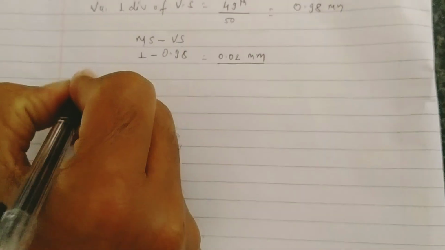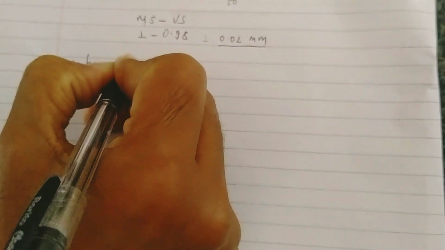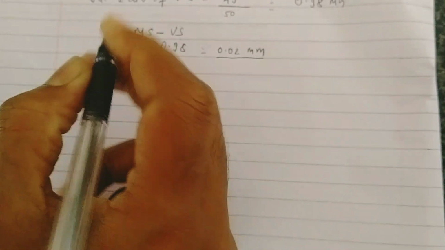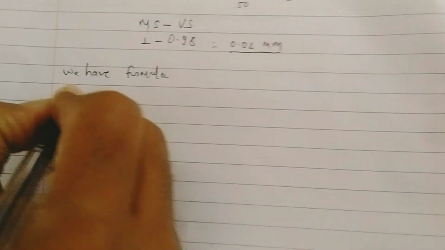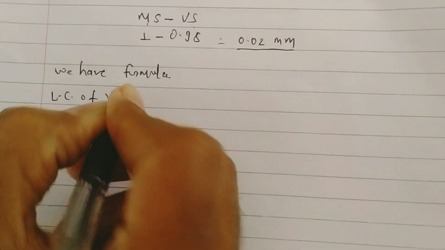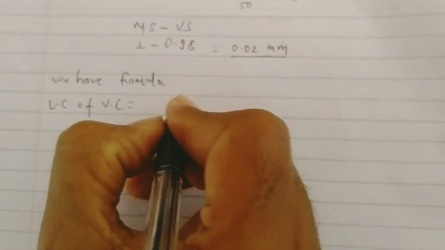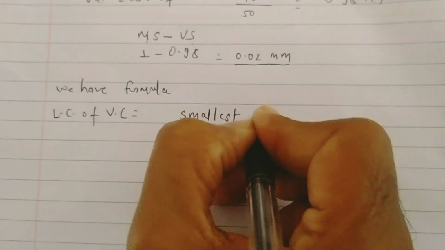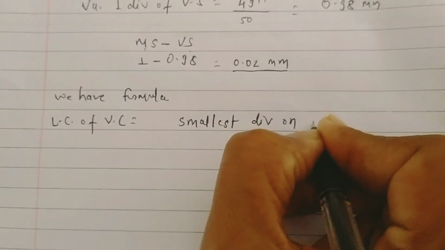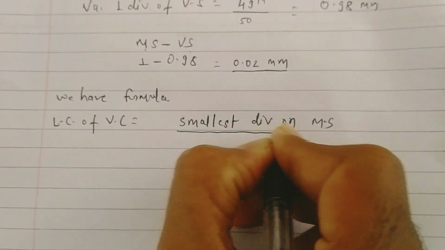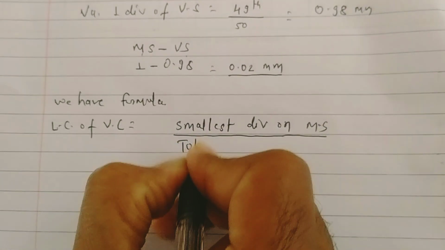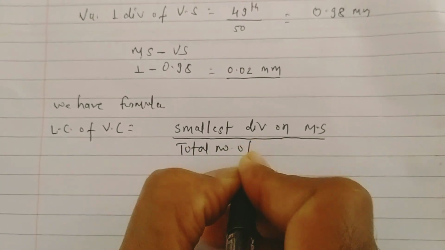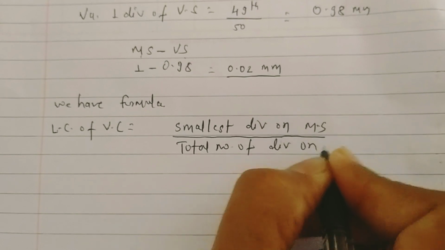We have a second formula. With the help of it we can calculate least count of vernier caliper is equal to smallest division on main scale divided by total number of divisions on vernier scale.